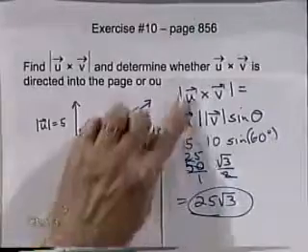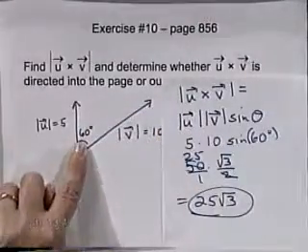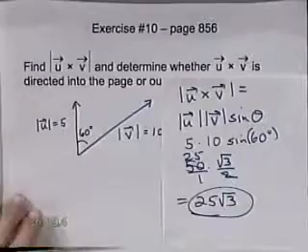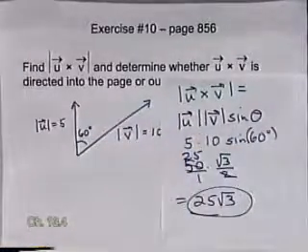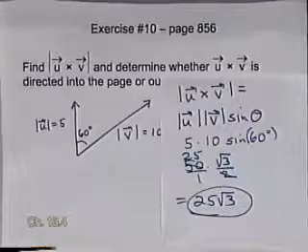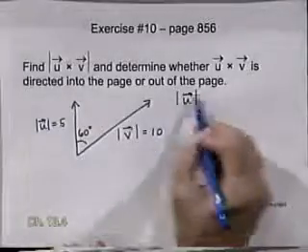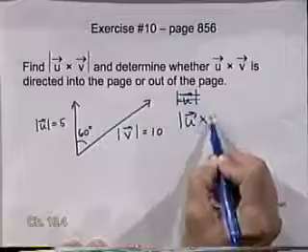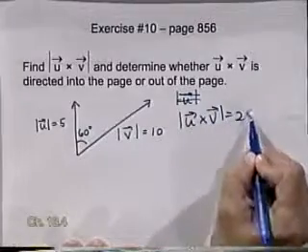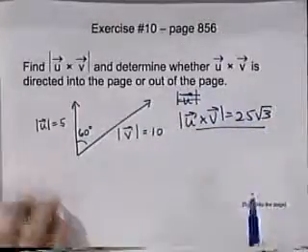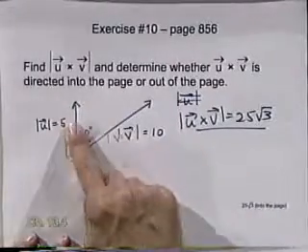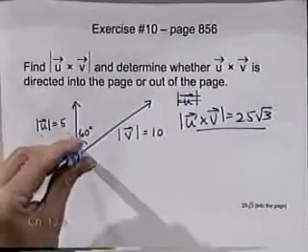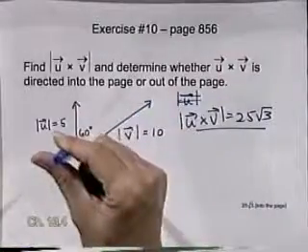And I chose to use this because they didn't give me any components. They just gave me the length of U, the length of V, and the angle between them. So it made much more sense to use this formula instead of the other one. Okay? Now, we have the magnitude of U cross V, which we figured out was 25 root 3. Now to figure out which way, the vector is going to be perpendicular to U and V. It's perpendicular, so I know it's going to be pointing out of the page, or it could be going in the opposite direction into the page.